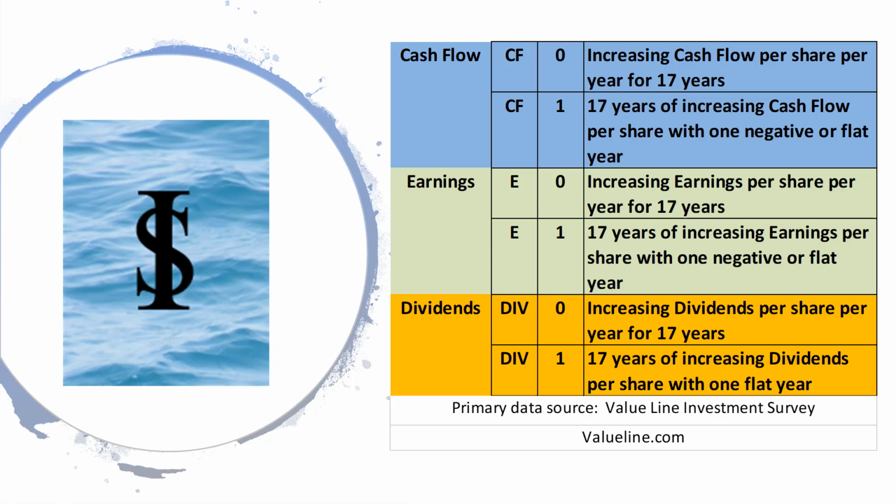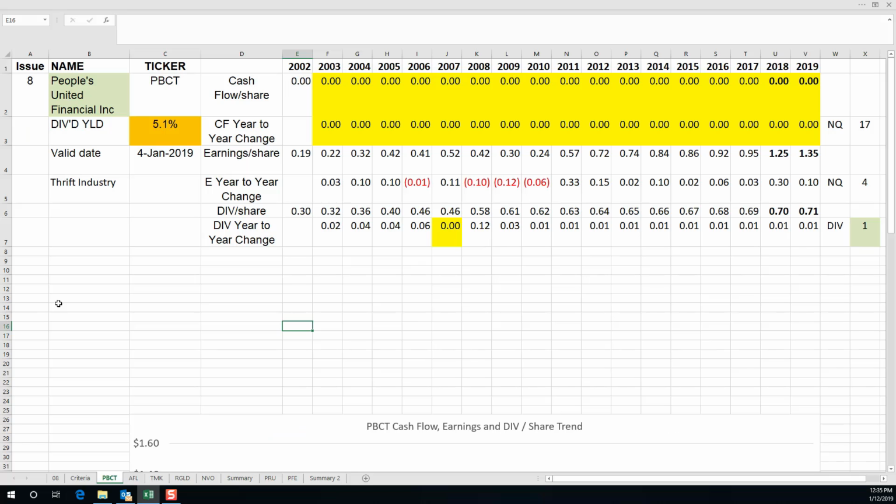E0 is increasing earnings per share for 17 years, and an E1 is 17 years with one flat or negative year. A Div 0 is increasing dividends per share for 17 years, and a Div 1, this is a little bit different and important later on in the video, is 17 years of increasing dividends per share with one flat year, no negative years allowed. All right, folks, let's get right into it.